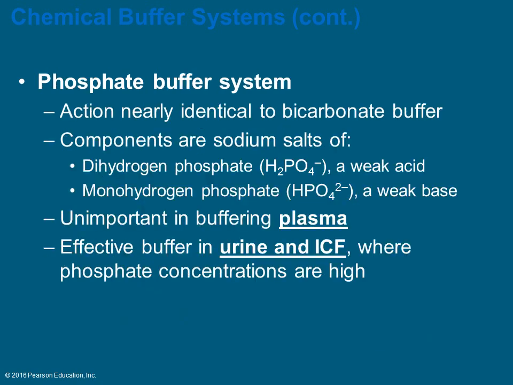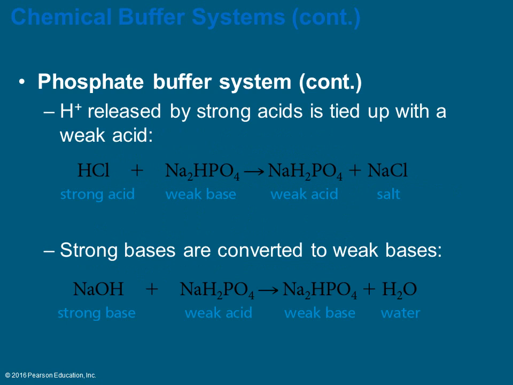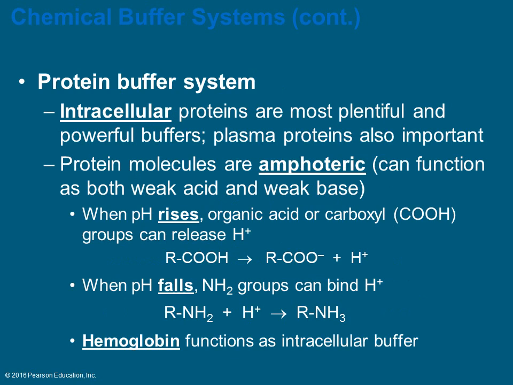The phosphate buffering system is similar. It's more effective in working with urine and your intracellular fluid where phosphate concentrations are high, where you can have components, sodium salts, combine and form weak acids and weak bases, as you can see here where the sodium has bound. The protein buffer system deals with intracellular proteins that can act as buffers. Some plasma proteins can also be involved.